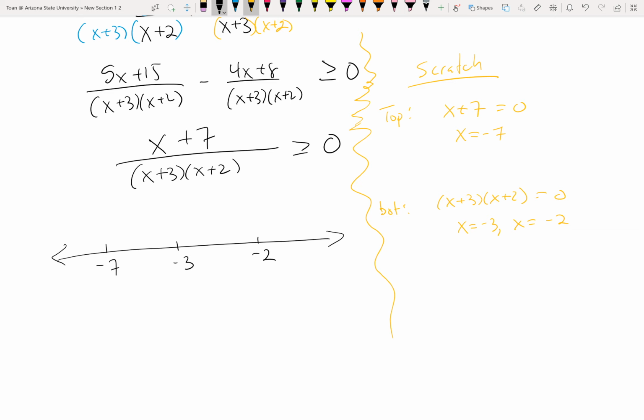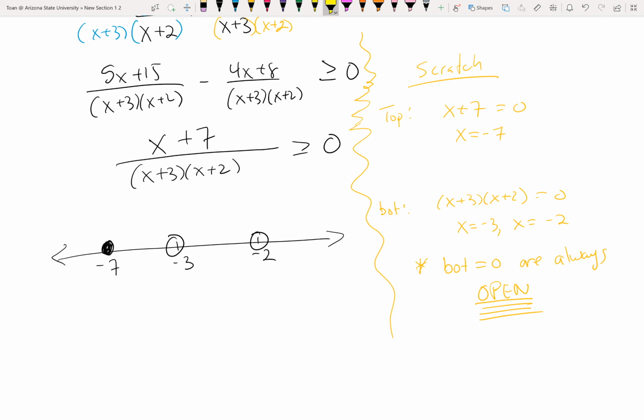Now here's the key critical idea. Bottom equals 0 are always open on the number line. Even though this inequality has an or equals to, which means we normally shade it in, the answers you get from the bottom equals 0 will always be open. So negative 3 and negative 2 will be open because they came from the bottom. However, x equals negative 7 came from the top. The inequality has an or equals to, so we'll make him closed.